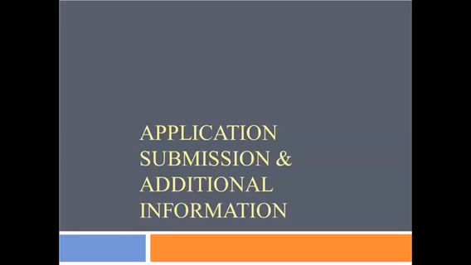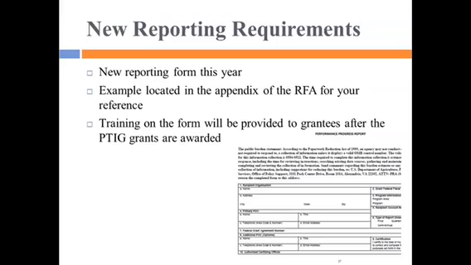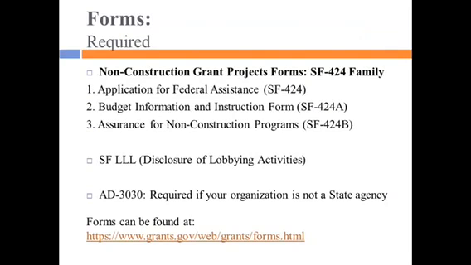Great. So now we're going to talk a little bit more about how to submit your application and some other additional information. As noted earlier, there are going to be some new reporting requirements in fiscal year 19. A sample form for this reporting requirement is located in Appendix B of the RFA. Training on this form will be provided to grantees after the PTIG grants are awarded, but we did want to provide this form to you as a reference as you develop your activities tracker. The activities tracker and the reporting form are going to tie into each other.